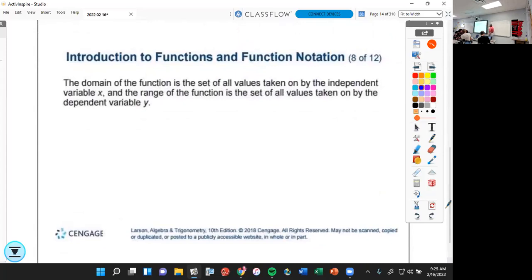The domain of the function is a set of all values taken on by the independent variable x and the range is the y. And remember, those are alphabetical. Domain comes before range, just like x comes before y. Independent, and I'm just gonna take that y right there. Okay, dependent and y just happens to be there. Domain and range, there we go. Domain is x, range is y. Thank you.